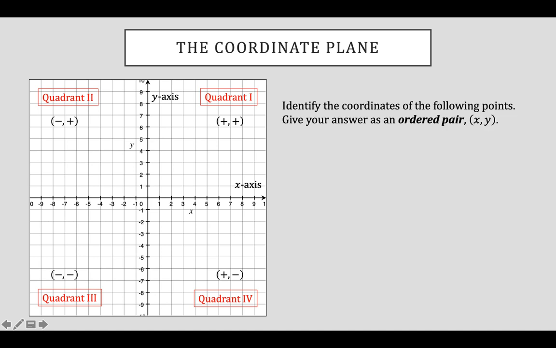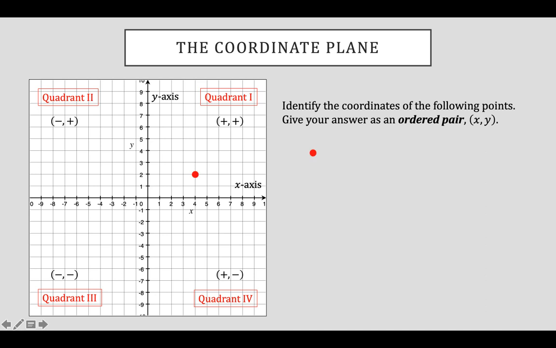All right, so let's get to a quick example here. Identify the coordinates of the following points. Give your answer as an ordered pair x comma y. Now, one important thing to make note of is that ordered pairs always have parentheses around them. Make sure if you are writing an ordered pair that it has parentheses. That signifies that it is indeed a particular point rather than just a list of numbers.